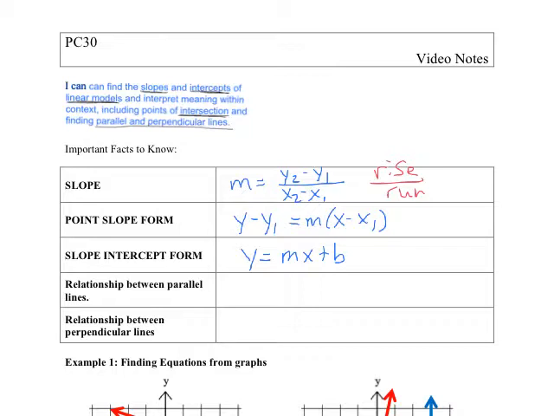And I would say that the slope-intercept form is pretty nice when you're talking about problems in context. So we're going to see some of that today. And the relationship between parallel lines. So parallel lines have, this is a symbol for parallel, parallel lines have the same slope.